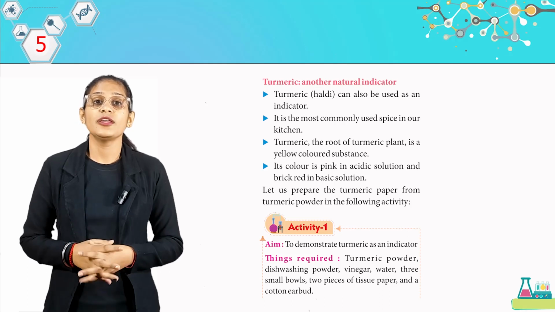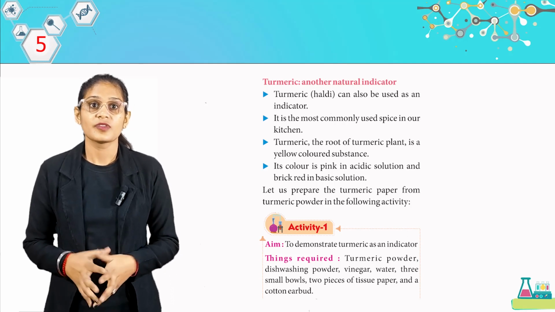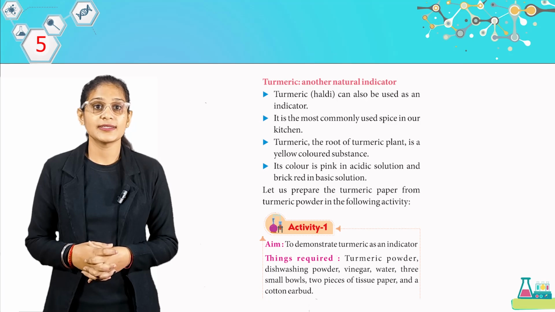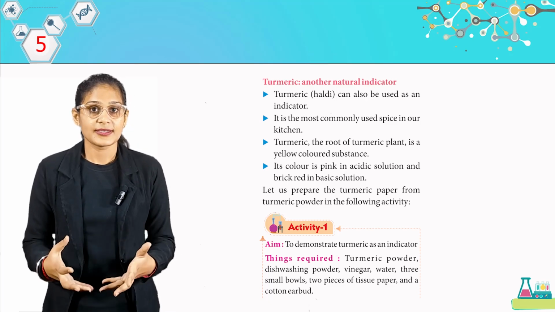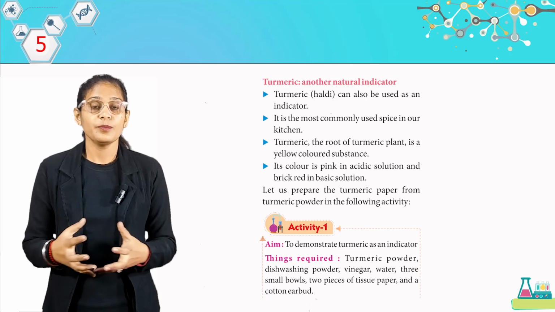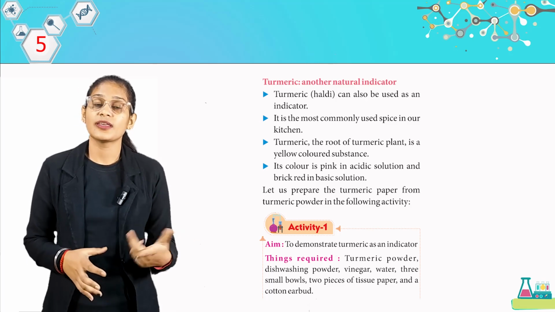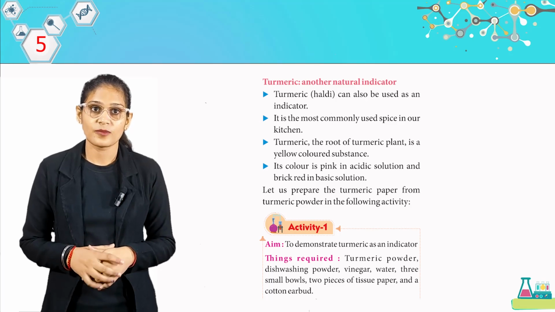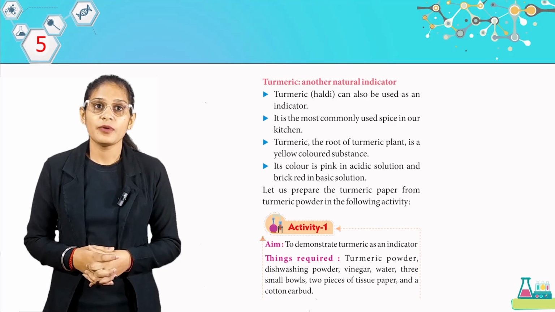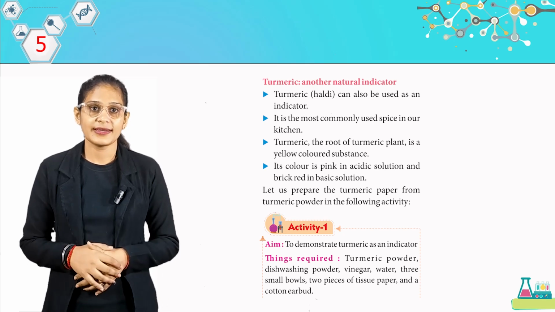It is the most commonly used spice in our kitchen. Turmeric, the root of the turmeric plant, is a yellow colored substance. Its color is pink in acidic solution and brick red in basic solution. So students, if we talk about turmeric, it is pink in acid and brick red in basic solutions. Let us prepare the turmeric paper from turmeric powder in the following activity.